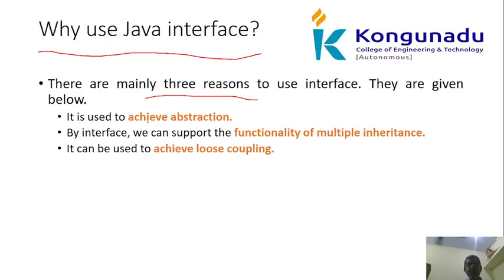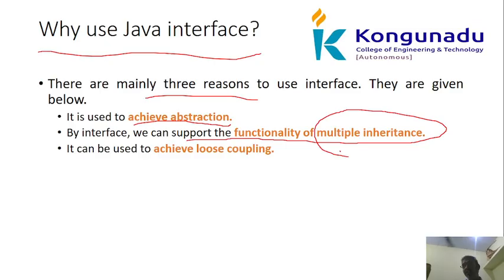We use it to achieve abstraction, and by interface we can support the functionality of multiple inheritance. I already told you in unit 1, while we saw the inheritance concept, why multiple inheritance is not supported in Java. By using an interface we can achieve it. Directly it is not supported, indirectly by using the interface it is supported. Okay, so it can also be used to achieve loose coupling.